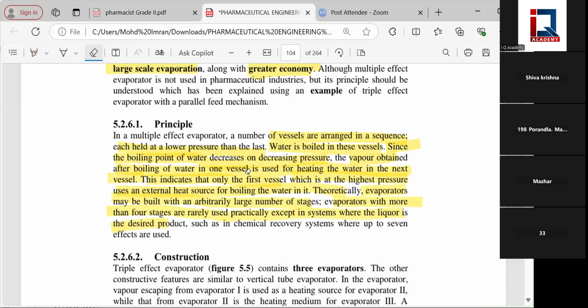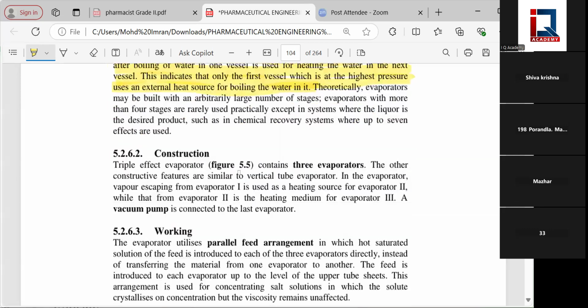I'm repeating it. Please have a look once more about the principle of multiple effect evaporator. Steam is supplied to one evaporator. Product is obtained in many. So water is boiled in these vessels. The boiling point of water decreases as the pressure decreases. Vapor obtained after boiling in one vessel is used for heating in the next vessel. This indicates that only the first vessel, which is at the high pressure, uses an external heat source for boiling. This is the major concept.